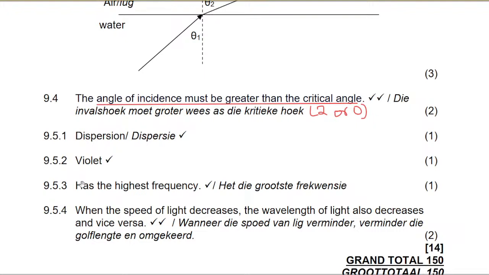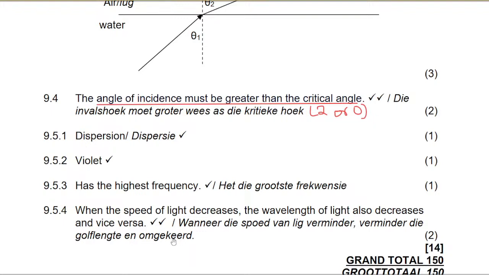And then, which color is most refracted? That is the violet color. It will be another mark. Explain why the color mentioned in 9.5.2 is refracted the most. So it has the highest frequency. I'm sure we can add something there. If anybody can think of something, maybe we can add it. Because it has the highest frequency, that is why it is refracted the most.